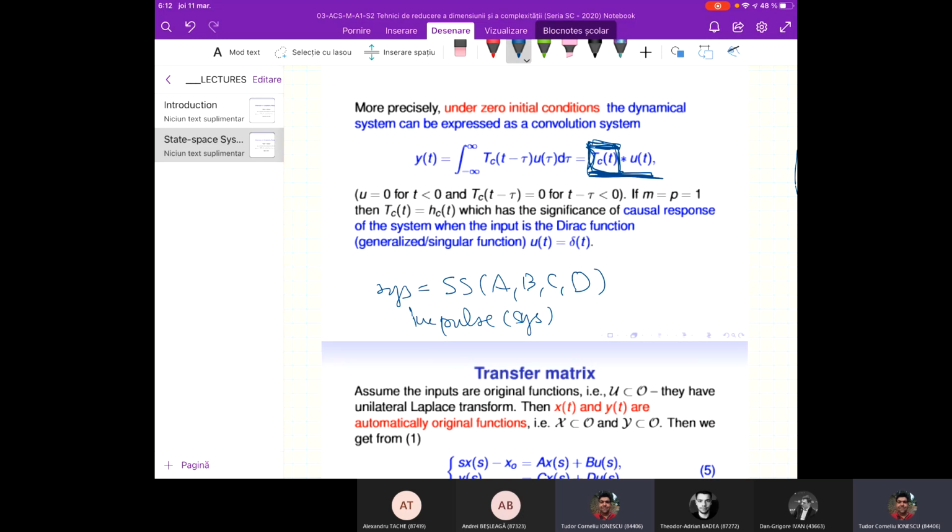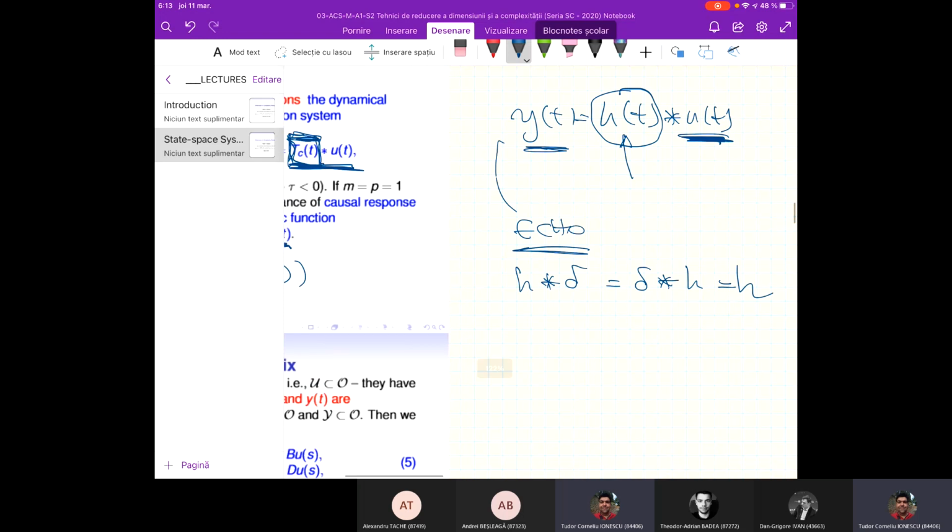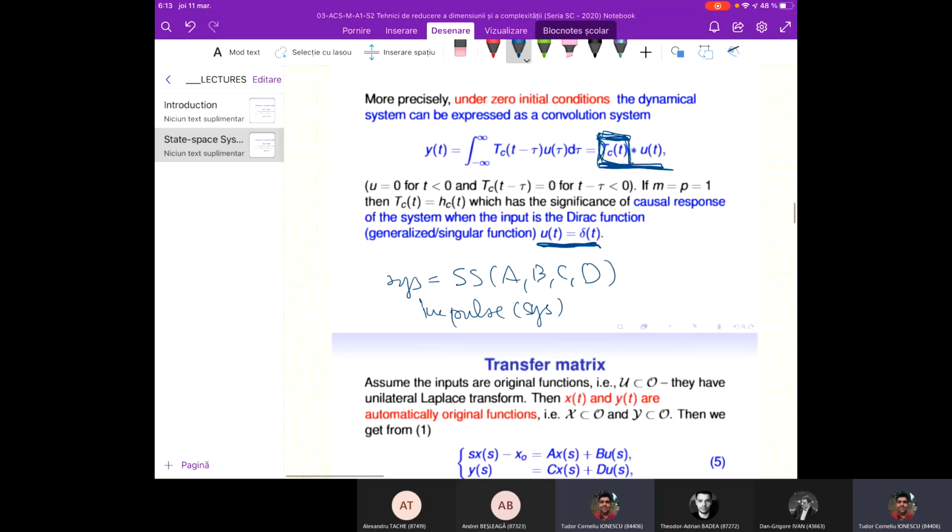Okay. So if you now have m equal to p equal to 1, then you get the simple single input, single output case, where you have the causal response of the system when the input is a Dirac function, because the Dirac is a neutral element with respect to the convolution operation. That means that h convolved with the Dirac function is the Dirac convolved with h, which is h itself.